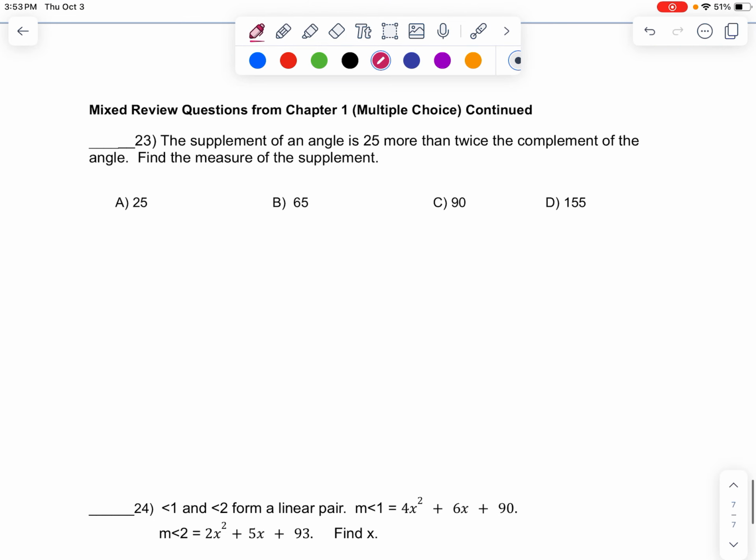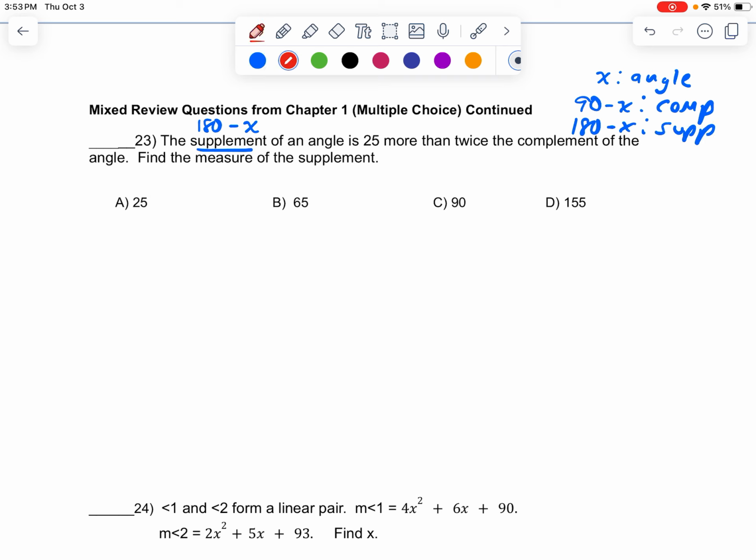Number 23. Okay, so we have a supplement complement problem. Supplement is abbreviated 180 minus x. So in general, the angle is called x. The 90 minus x is the complement of the angle, and 180 minus x is the supplement of the angle.